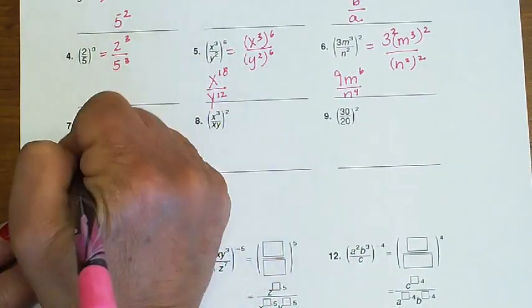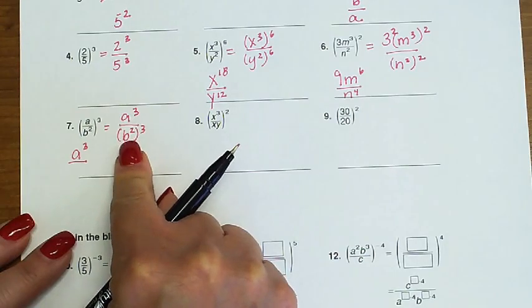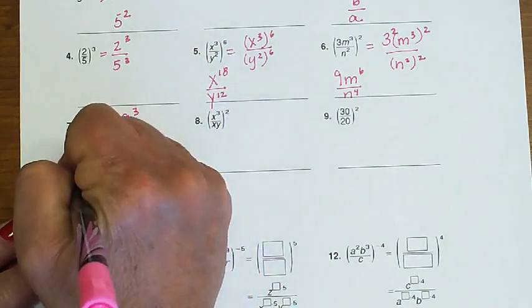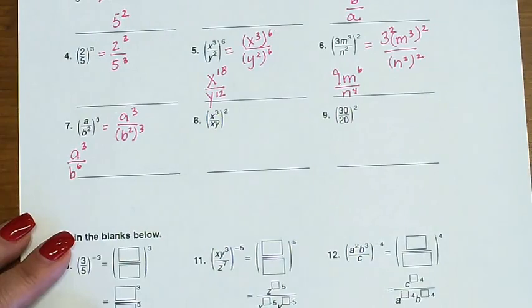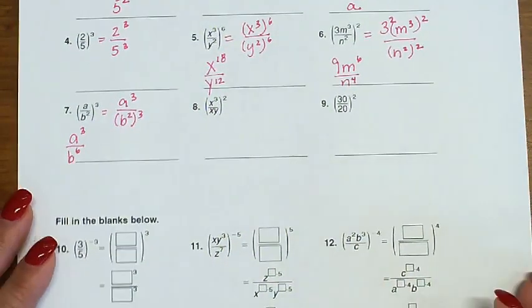So a to the third would just remain a to the third. But here I've got b squared times b squared times b squared. So I have a total of 6 there. So that would be b to the 6th. Okay. We'll look at these 2 tomorrow. That'll give us something to look at tomorrow during our synchronous time.